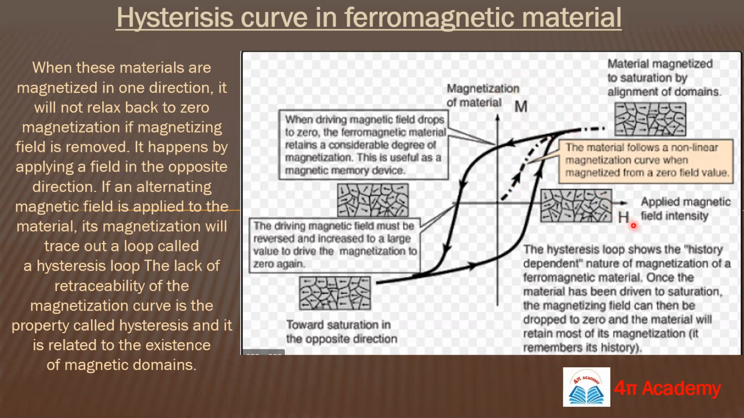But if you switch off this magnetic field, what should be the ideal condition? The ideal condition will be that the magnetization will be zero, or it should reach its initial value. The pattern it followed when we were increasing the magnetic field, it should also follow the same pattern once we are reducing the magnetic field, right? But it's not the case.